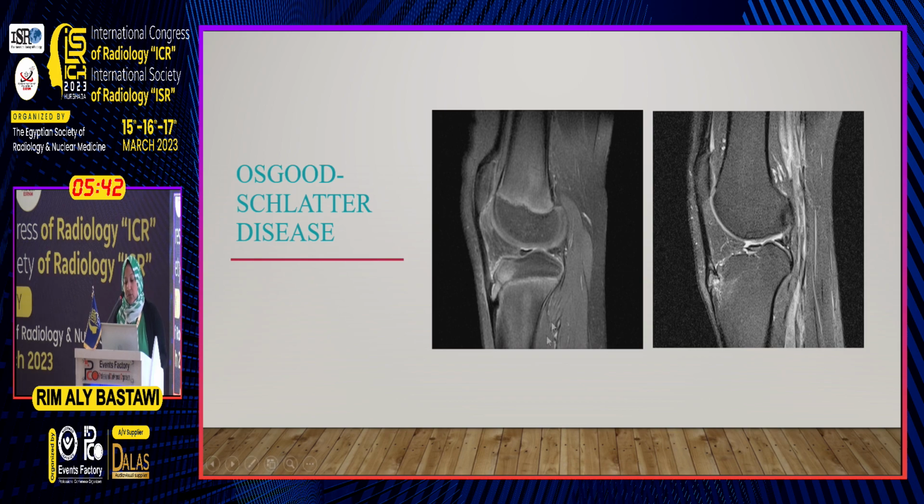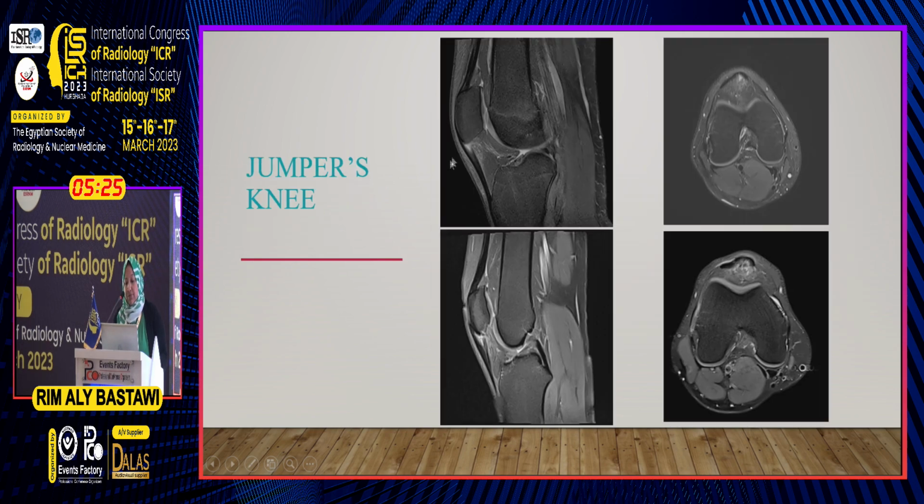Osgood-Schlatter disease was diagnosed by presence of bone marrow edema at the tibial tuberosity involving the attachment site of the patellar tendon with or without associated insertional patellar tendinitis. Fragmentation was identified in the older age group included in this study. Jumper's knee was diagnosed by the presence of focal edema and proximal patellar tendinitis with or without partial tear, which was identified by presence of partial disruption of the innermost fibers of the proximal part of the patellar tendon.